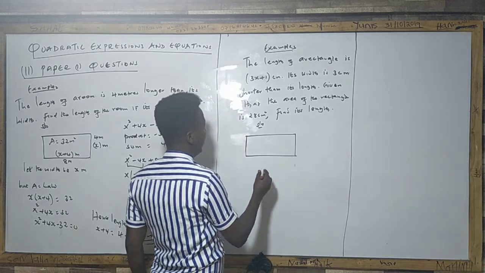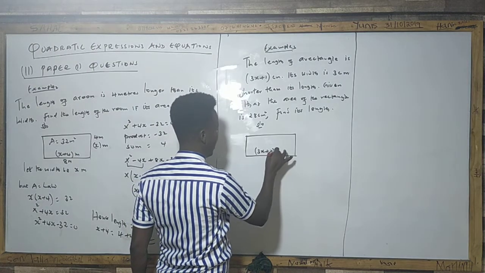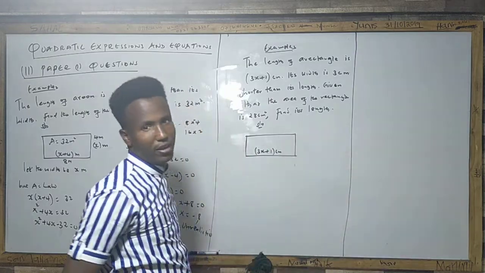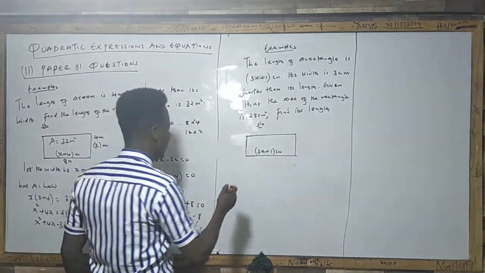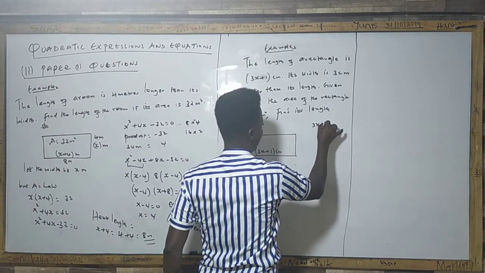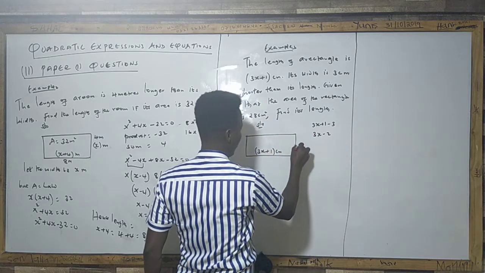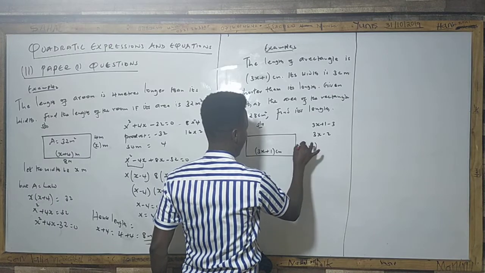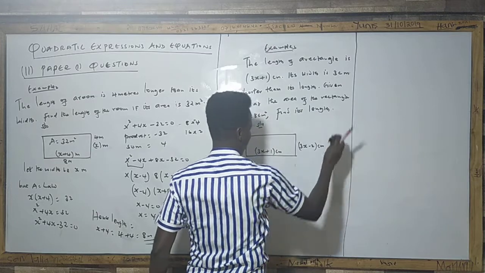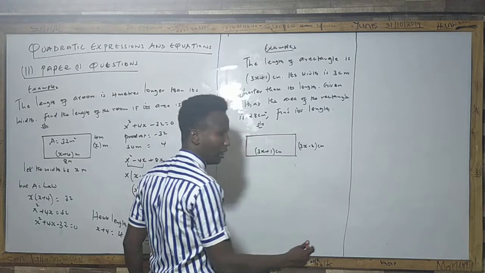Okay? Then the length is 3x plus 1 in the bracket, centimeter. And you're told its width is 3 centimeters shorter than the length. So we're going to subtract, yeah? We are going to say 3x plus 1 minus 3. So this will give us 3x minus 2, yeah? So this will be 3x minus 2 in the bracket, centimeter. Okay, that's how you're going to get it, because the width is 3 centimeters shorter than the length, okay?